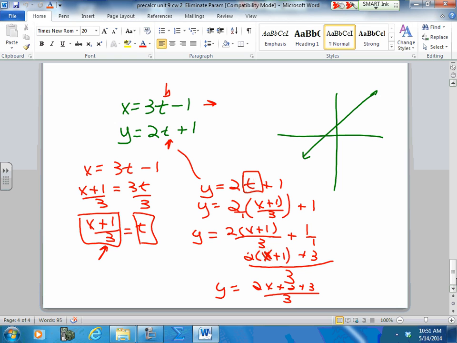So I'm getting 2x plus 5 over 3. That's an equation of a line. So I'm just going to separate this so it looks a little bit better. 2/3 x plus 5/3 equals y. There's the equation of your line, y equals mx plus b. We got a line here, right? We got a line right here.